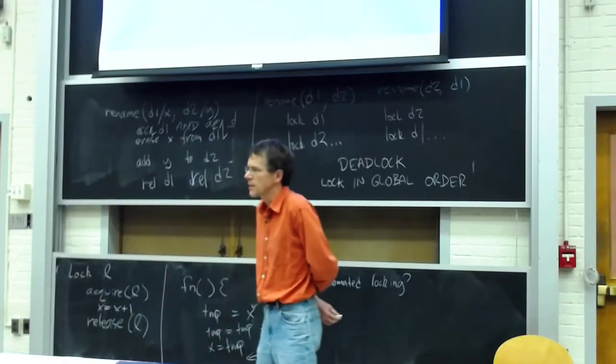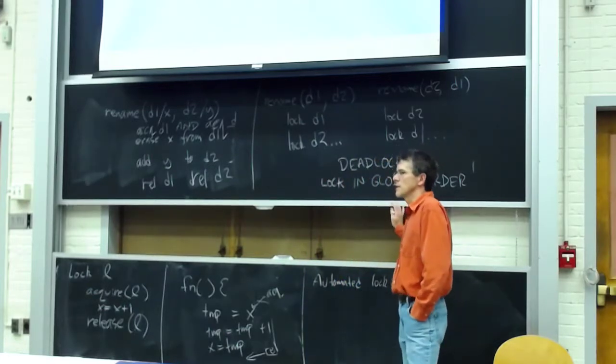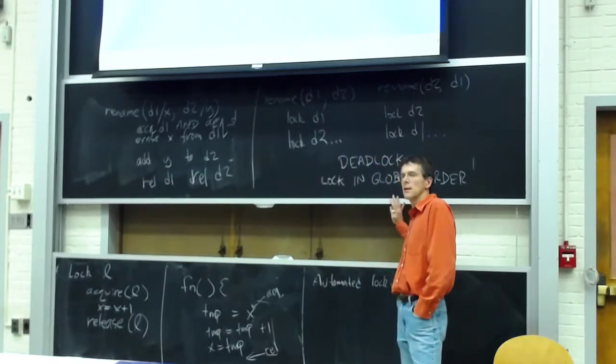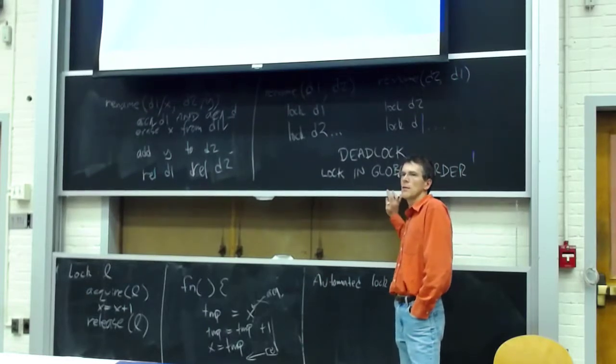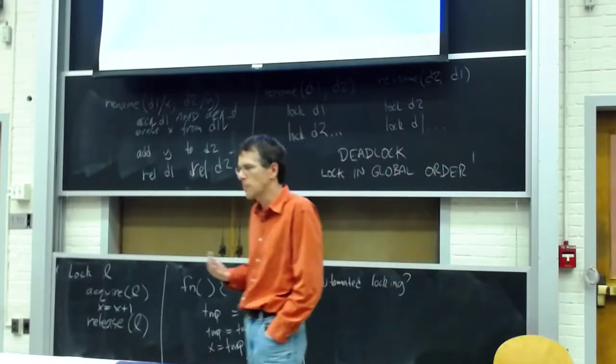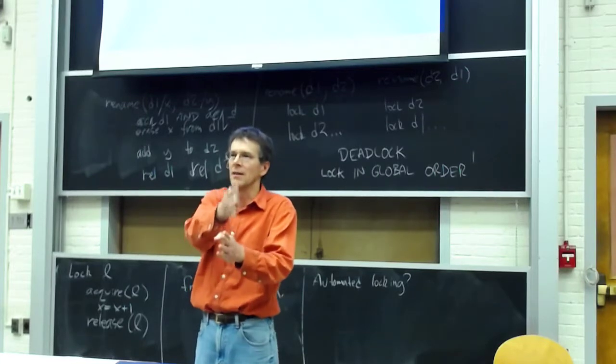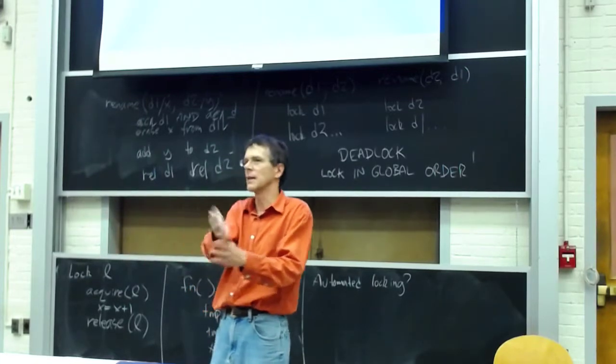There are more automated ways to get around this. Databases in particular have ways of detecting deadlocks. There are systems that let deadlocks happen, detect them on the fly, and have various strategies for breaking them, although usually that involves restarting operations, sort of backing up operations that took out locks in the wrong order, undoing everything they did and letting them restart.